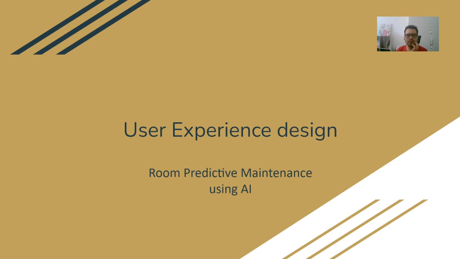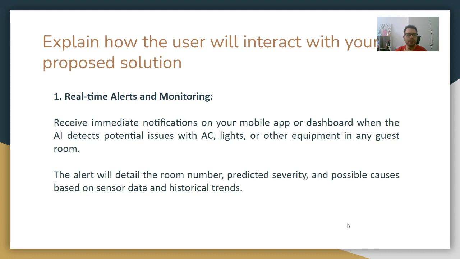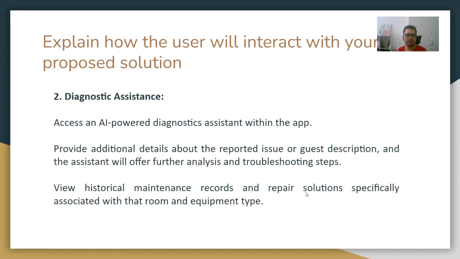Now we are going to analyze the user experience design. We are going to explain how the user will interact with your proposed solution. First, the first task is real-time alerts and monitoring. Receive immediate notification on your mobile app or dashboard when the AI detects potential issues with the lights, for example, or other equipment in any guest room.